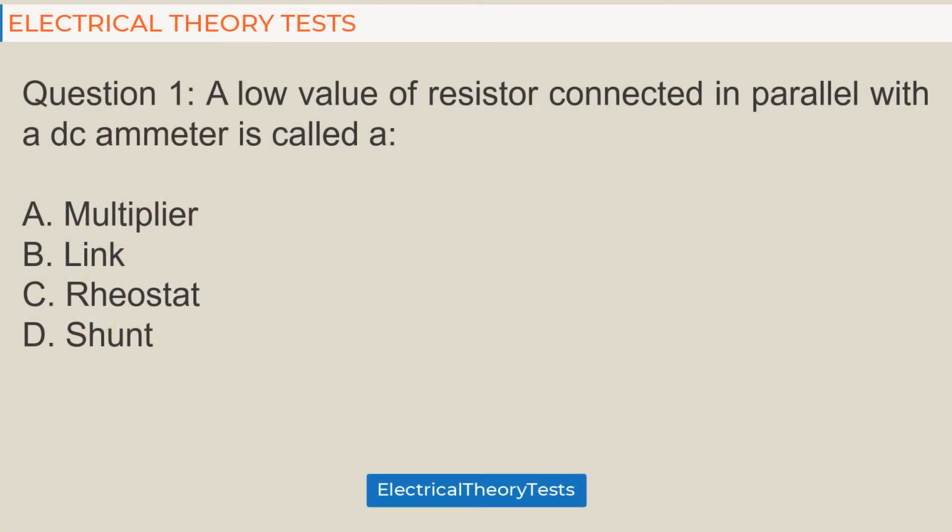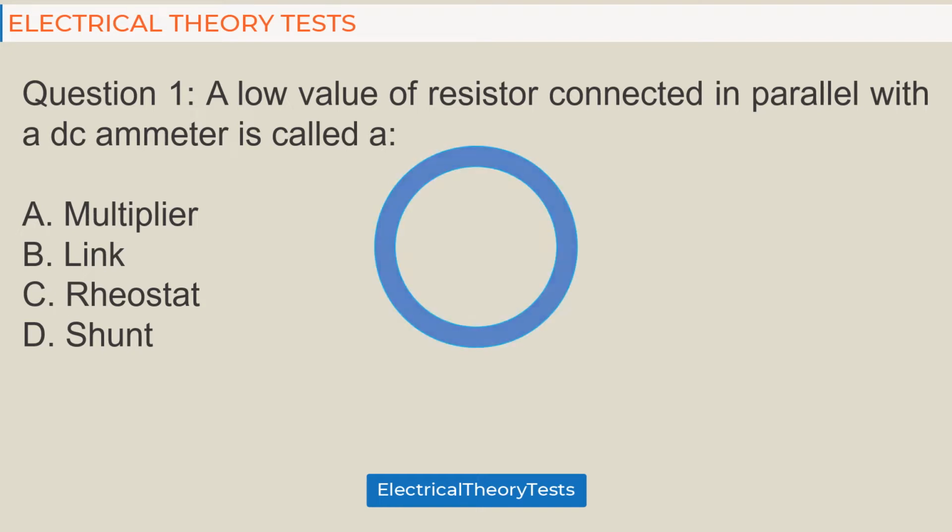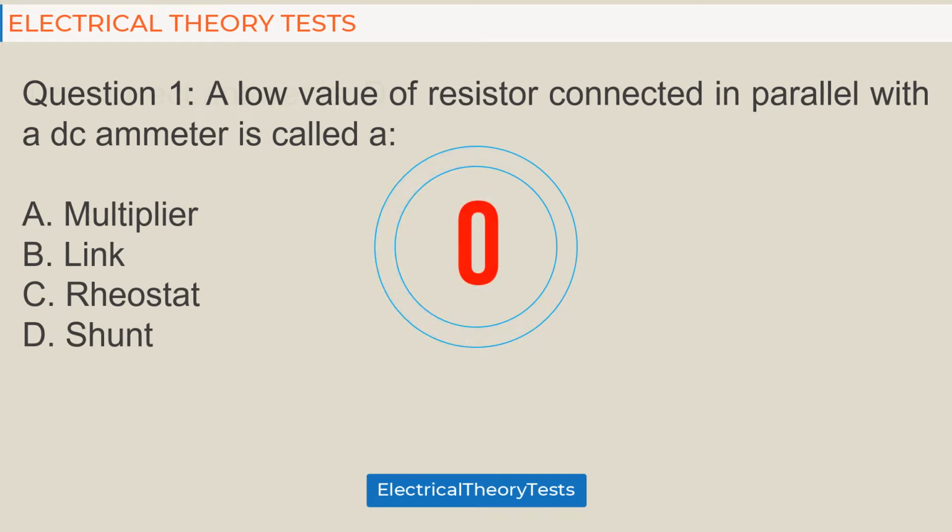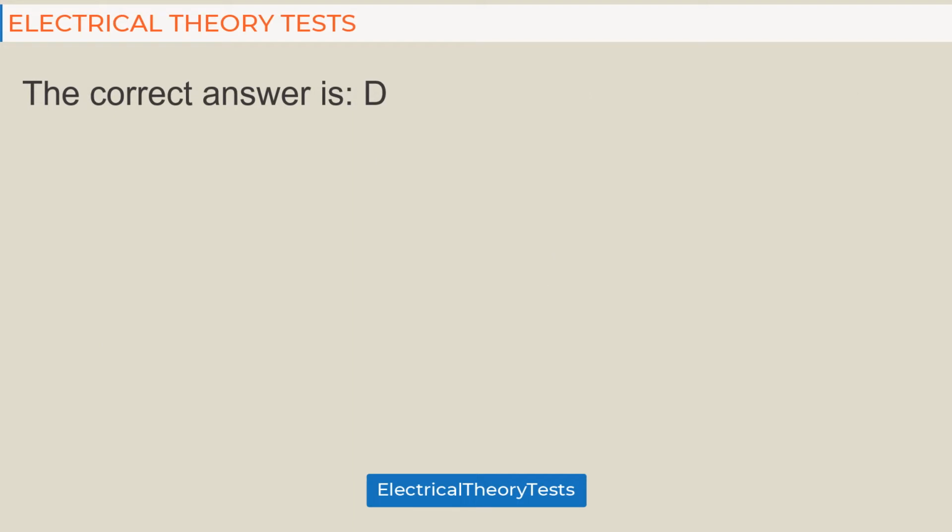Question 1. A low value of resistor connected in parallel with a DC ammeter is called A. Multiplier. B. Link. C. Rheostat. D. Shunt. The correct answer is D.